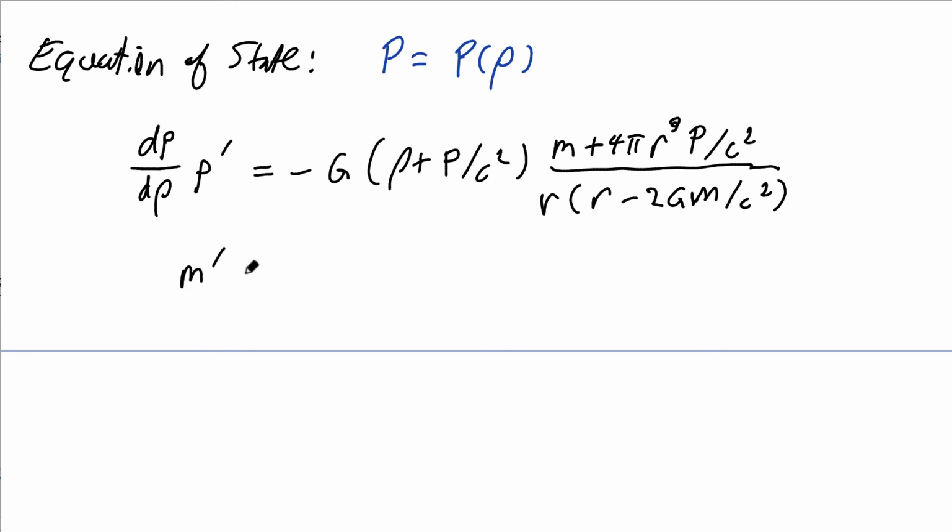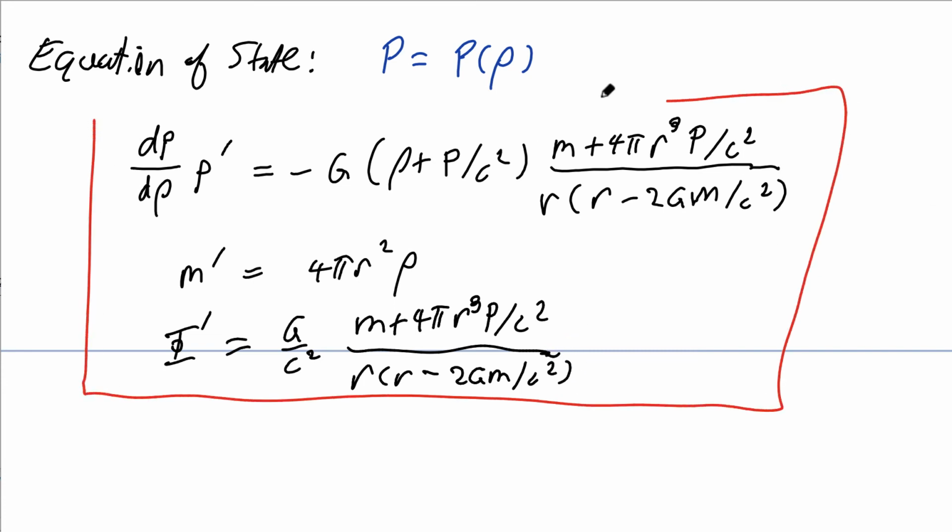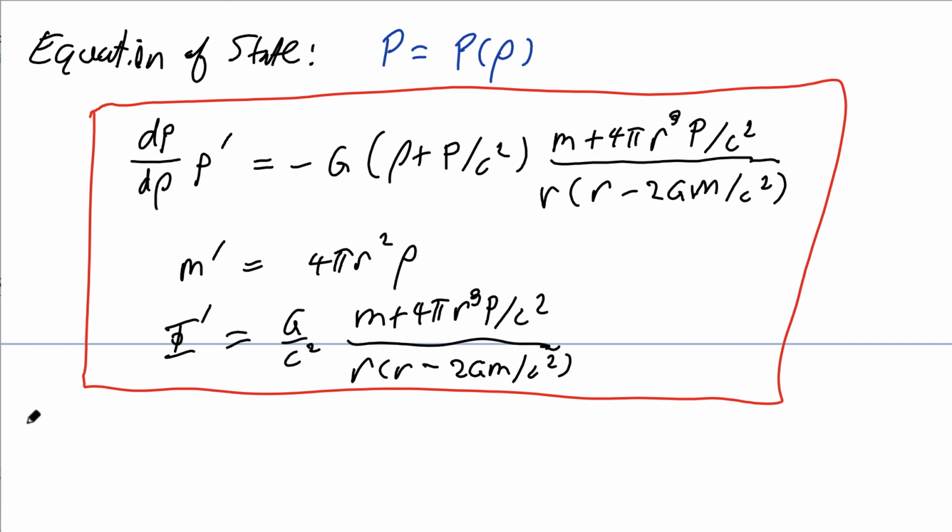And the other equations are m prime equals 4 pi r squared rho and phi prime equals G over c squared times m plus 4 pi r cubed p over c squared divided by r times r minus 2GM over c squared. So these are the complete system of differential equations. They're first order equations for rho, m, and phi. And we integrate these by starting at r equals 0. So we integrate from r equals 0 outward. And we need initial conditions for these integrations.